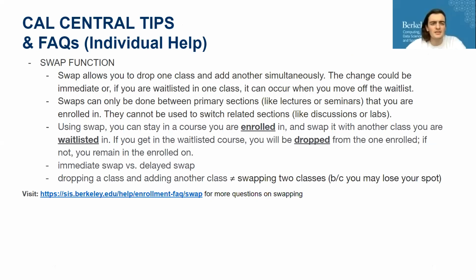And then here are some tips just for Cal. There's just one tip for Cal Central that is super helpful because signing up for classes is incredibly stressful. As current Cal students know, and I'm sure freshman students will eventually learn, the swap function for classes is a super helpful way to make sure you don't lose your spot when switching classes. So using swap, you can stay in a course you are enrolled in and swap it with another course that you are waitlisted in. That's basically the gist of it.